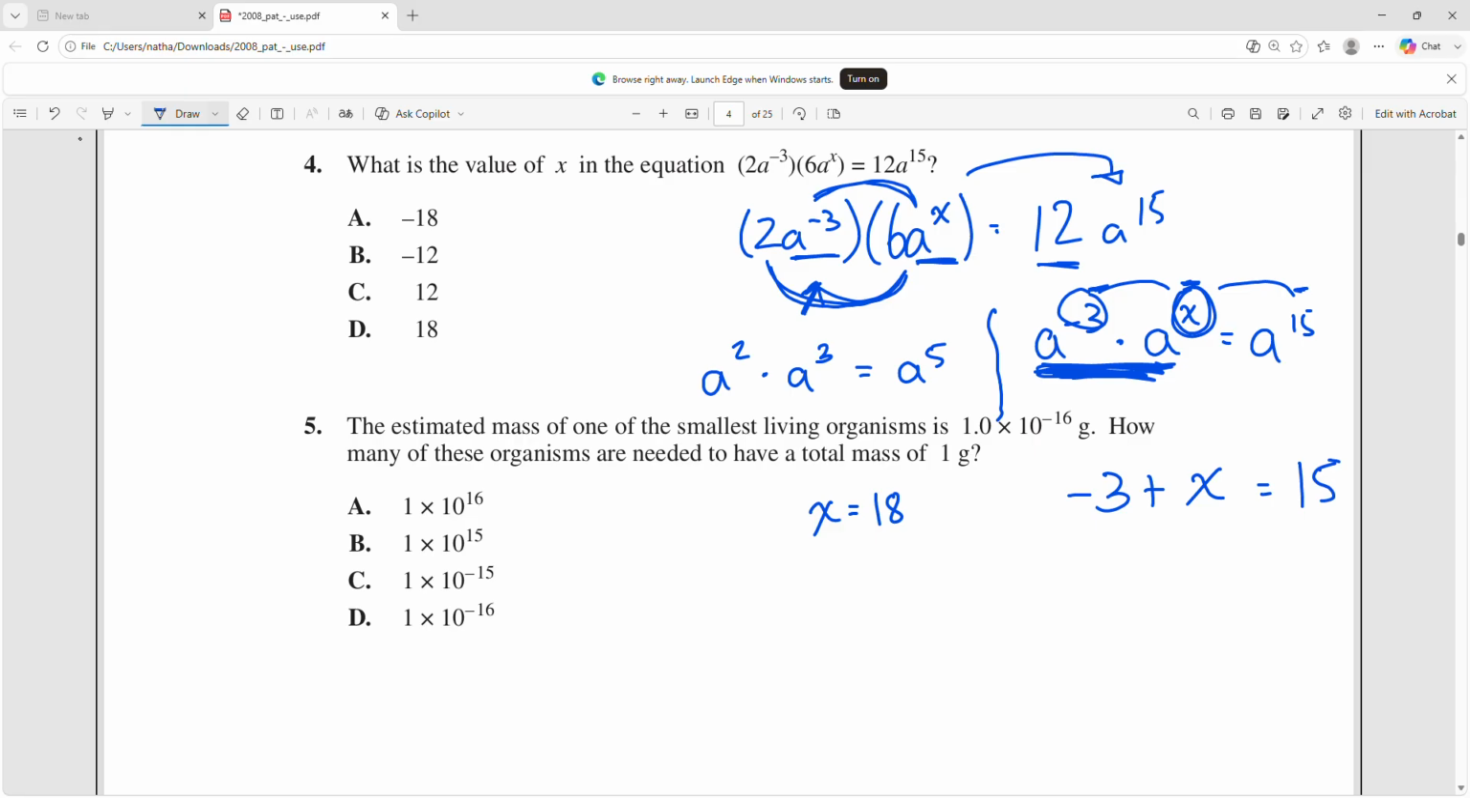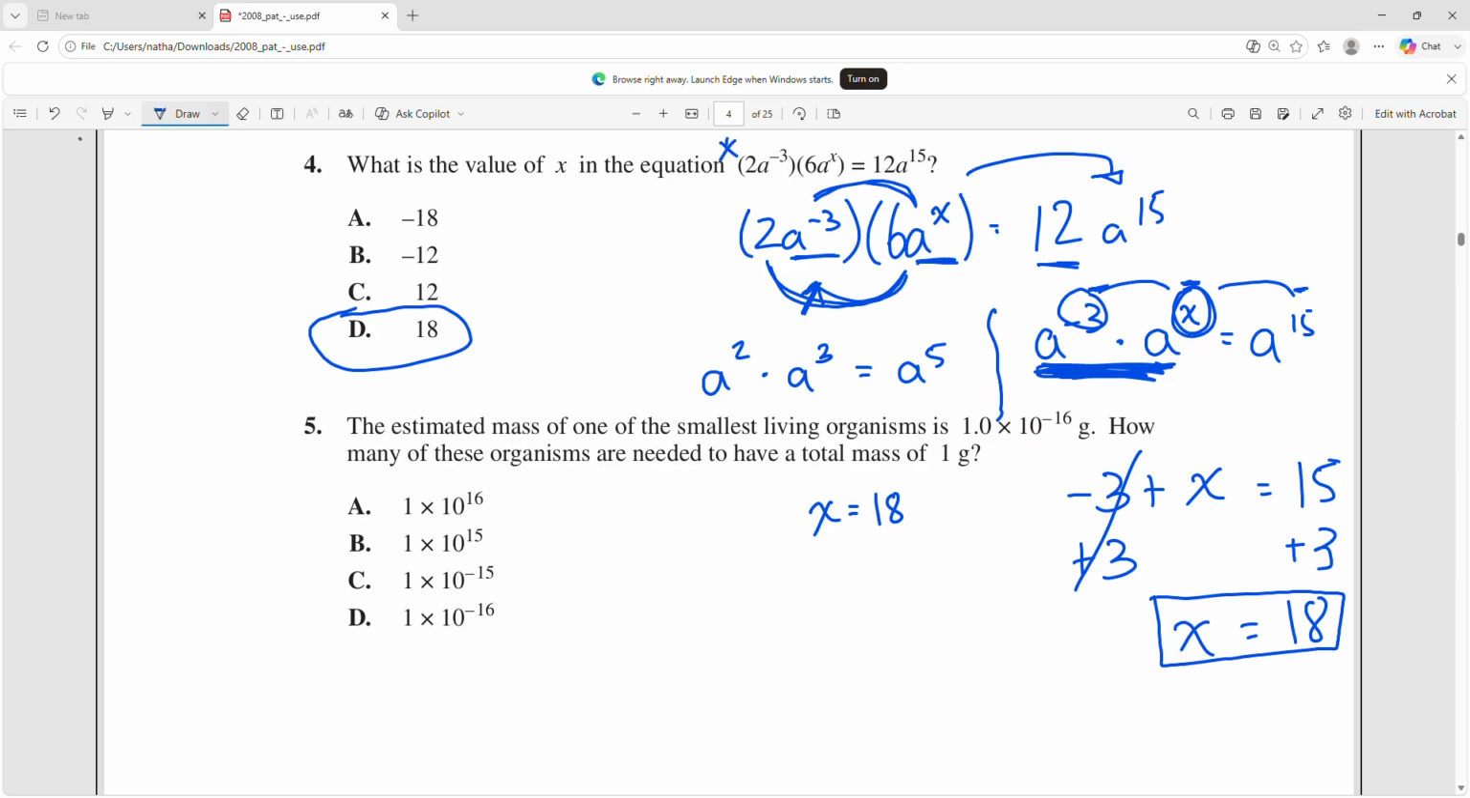Now we can treat it like equation solving, right? So add 3 to both sides. Cancels out. And 15 plus 3 is 18. Okay, so if you're not as strong on that mental math, you can just follow this procedure and solve equations like we normally do. Okay, so there we go. D is 18.